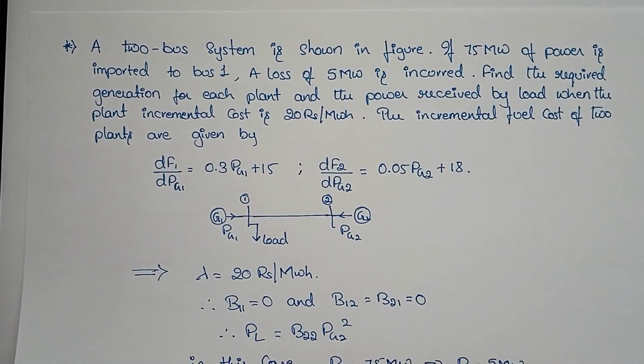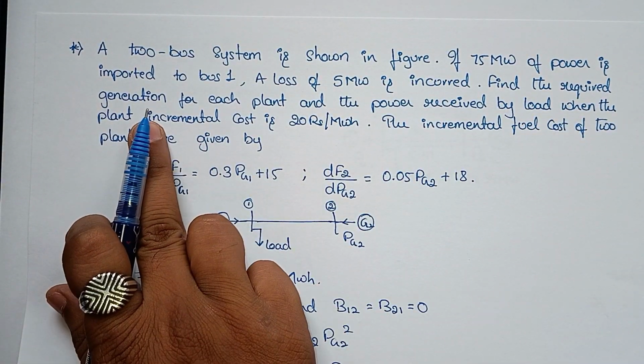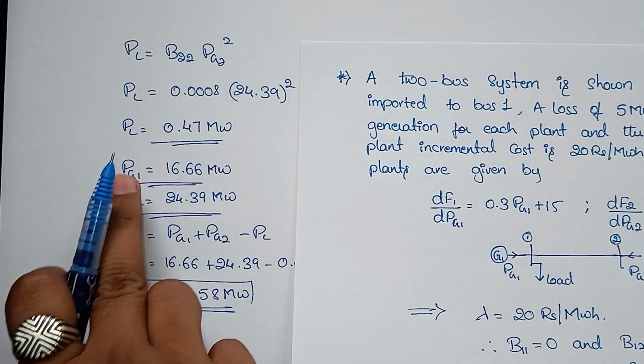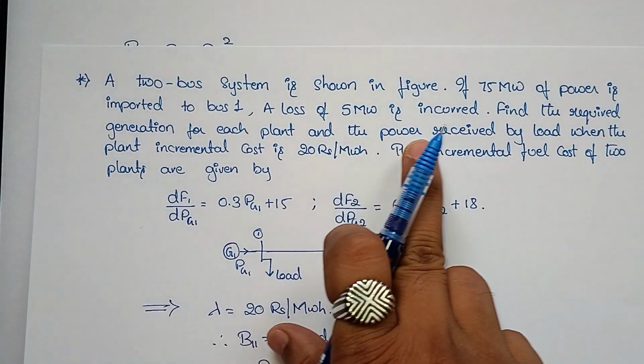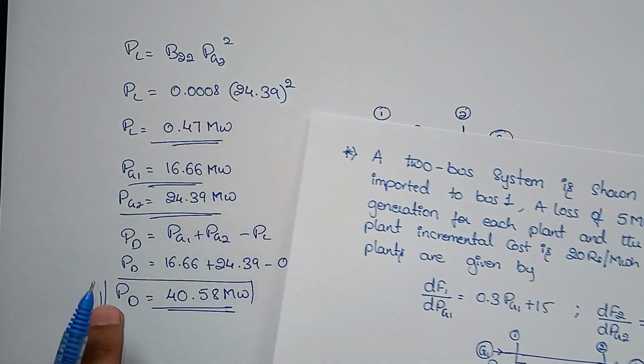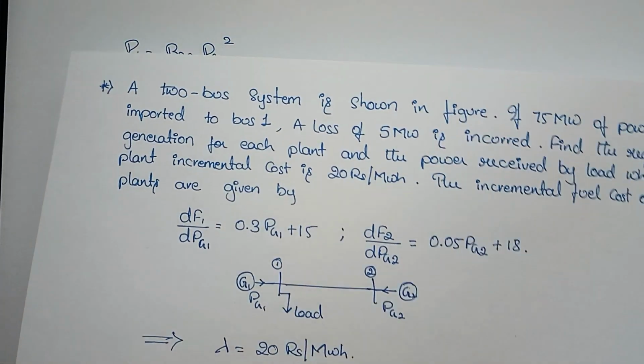And here is our question: find the required generation that we have calculated, PG1 and PG2, and the power received by the load. That's our PD, 40.58 megawatt.